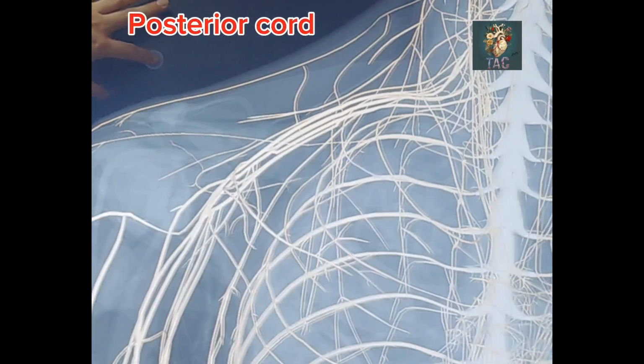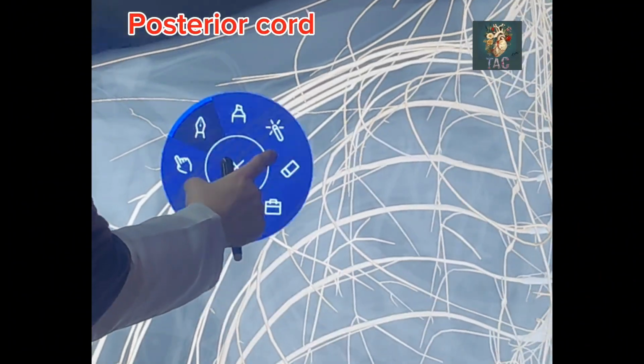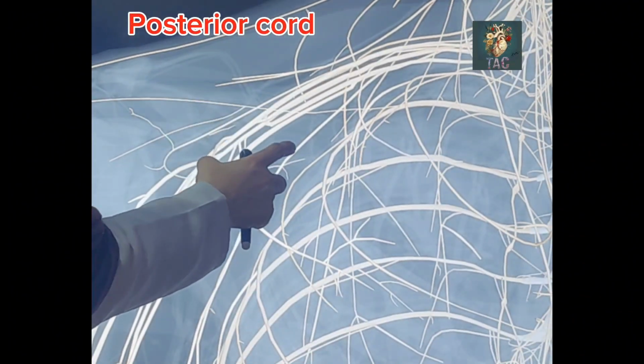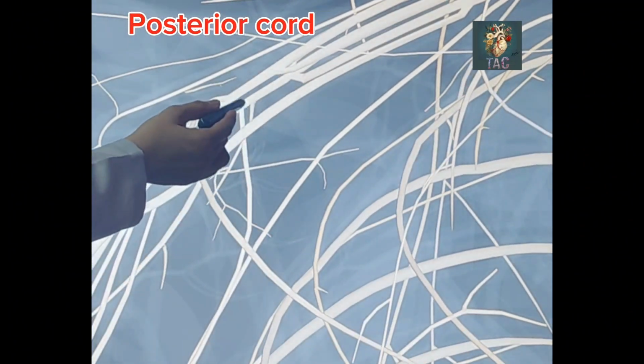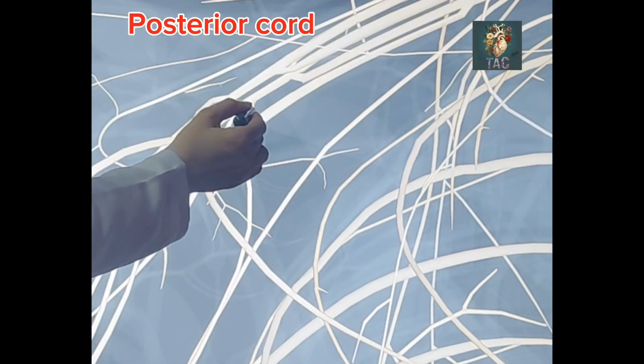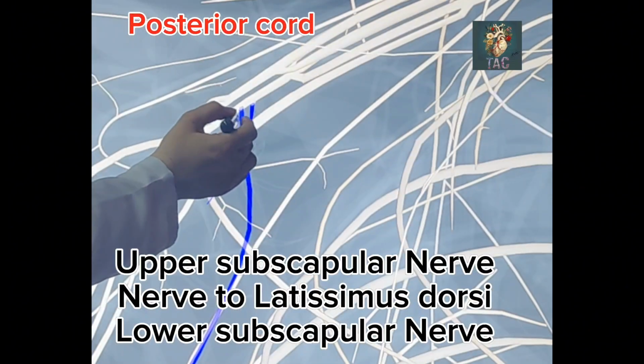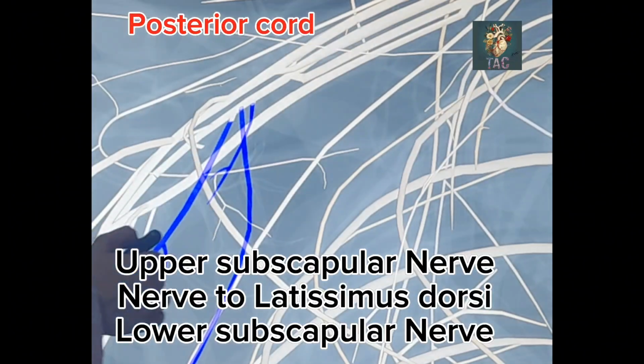Here you can see another very important thing, the three branches which take origin from the posterior cord. This one is the upper subscapular nerve, this one is the nerve to the latissimus dorsi, and this one is the lower subscapular nerve. So these three branches, in addition to the axillary nerve and the radial nerve, are the branches of the posterior cord.